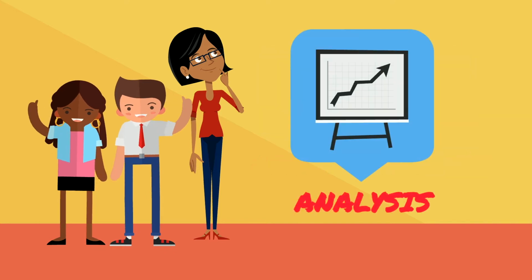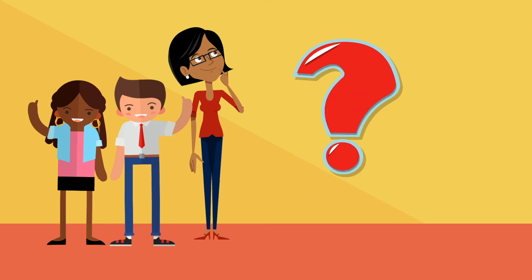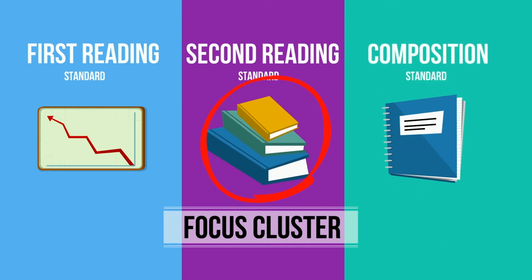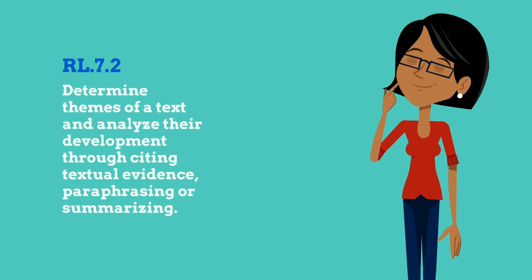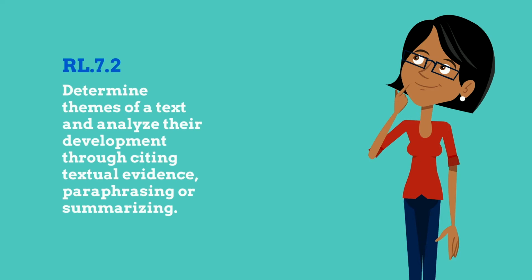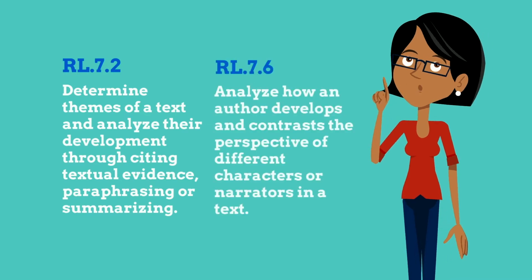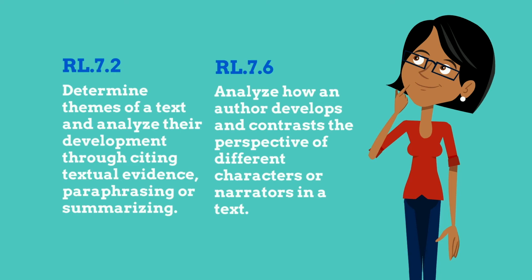But students will still need support with that analysis dimension. What kind of development should they focus on? This is where that second reading standard in our focus cluster becomes important. It helps guide students with that analysis dimension. For example, we could pair RL.7.2 with RL.7.3, how elements of a story or drama influence each other. Or we could use RL.7.6, using the different perspectives of characters or narrators.